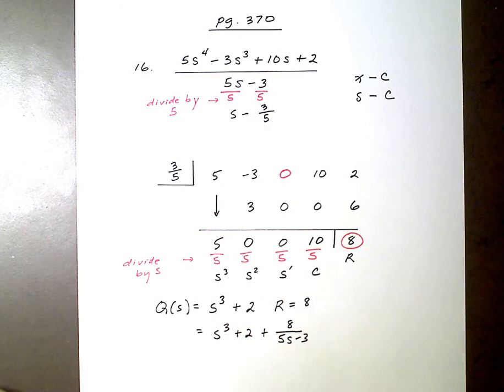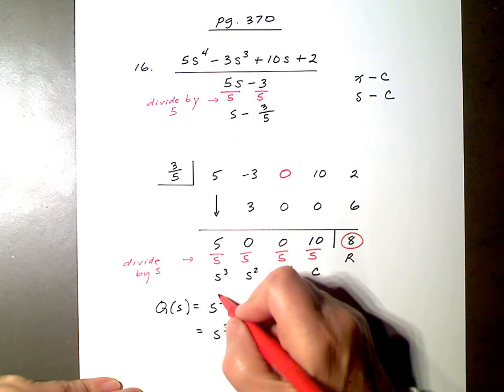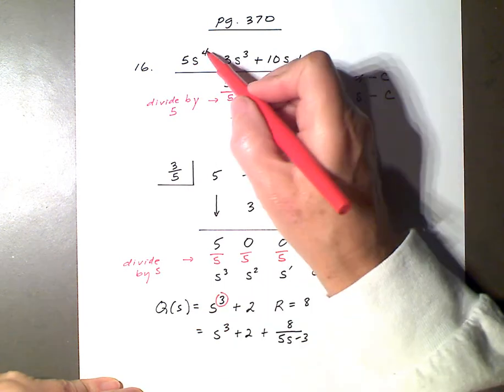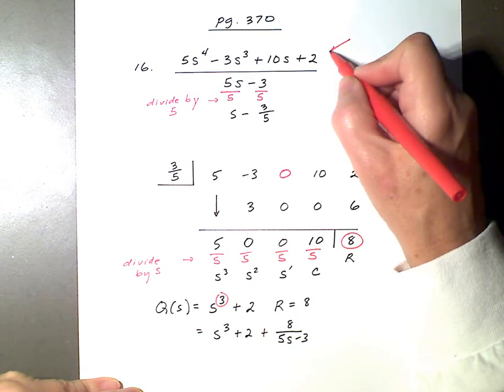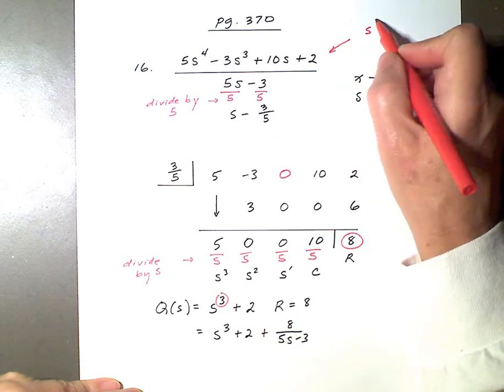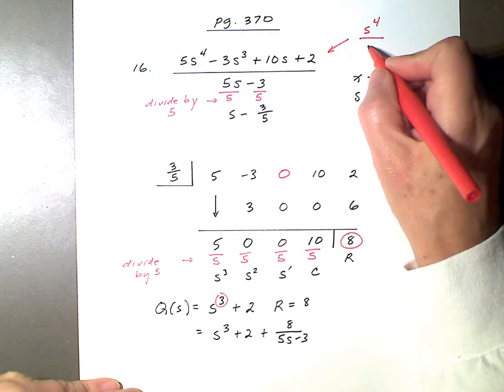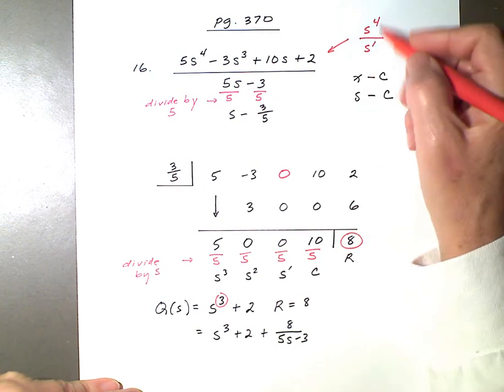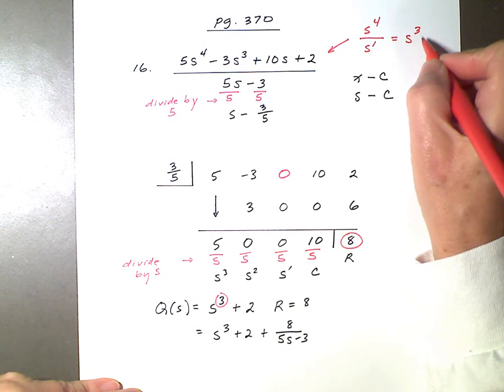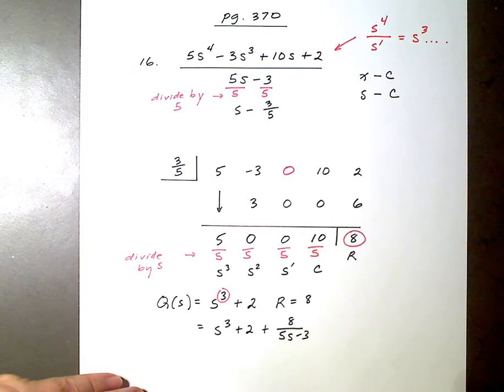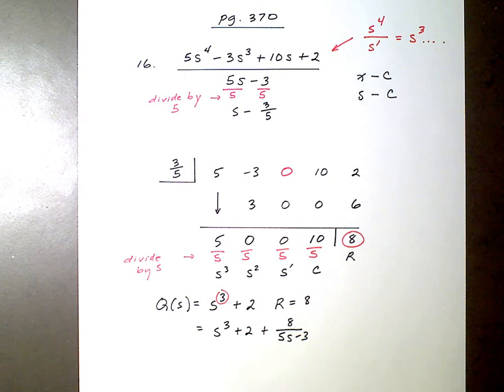Okay, another way that I knew that my highest power here was going to be a 3, remember, is that the highest power of the numerator in this is s to the 4th, and I'm dividing by the highest power of the denominator, which is s to the 1st, and so I'm going to end up with the highest power of my quotient being s to the 3rd. So that's it.